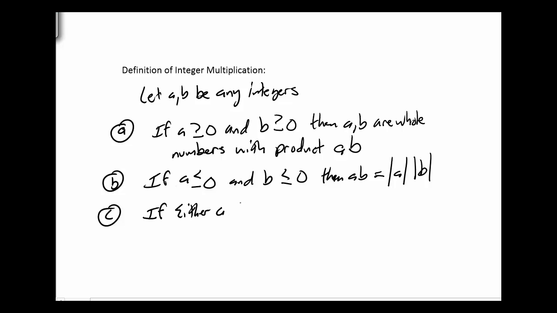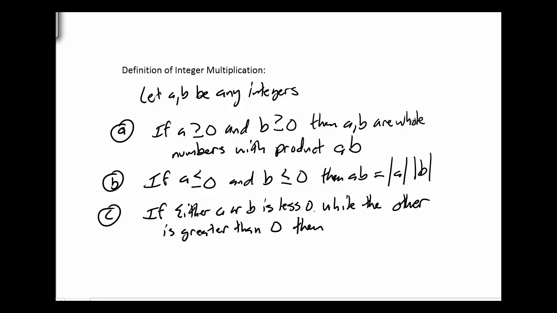So if either A or B is less than 0, while the other is greater, okay, then we define the product AB to be the opposite of the absolute value of A times the absolute value of B. Okay, so sort of hit all three cases. Any two integers we multiply together will fit into one of these three scenarios.